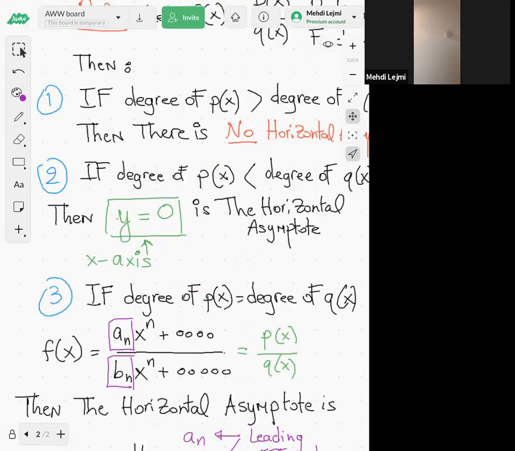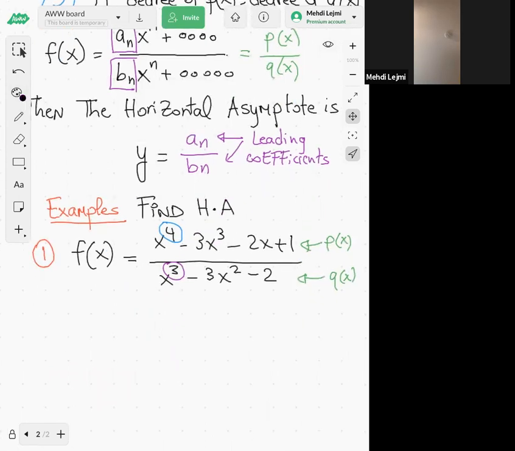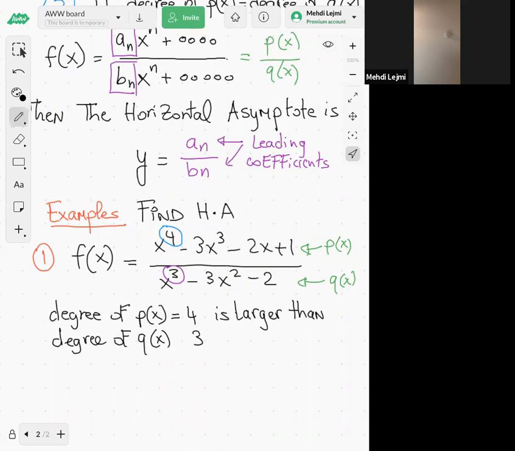So we are in the first case. Here the degree of the top, p of x, is 4, and so it's larger than the degree of the bottom, q of x, which is 3, right? So we are in case number 1. So there's the answer here: there's no horizontal asymptote.